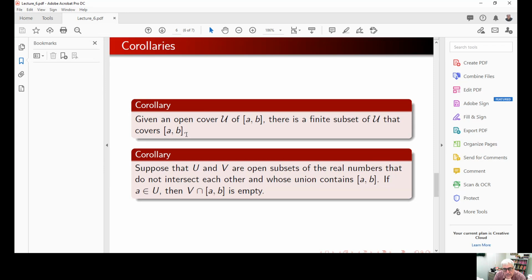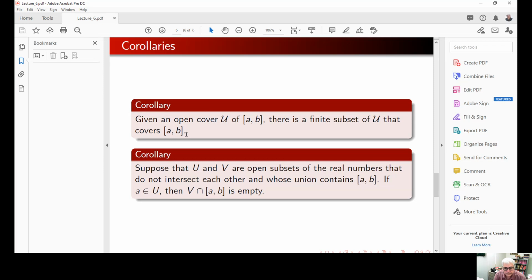This next one is going to strike you as a little strange. Suppose that U and V are open sets of the real numbers that don't intersect each other, and their union contains AB. It says then, if A is an element of U, then V intersect AB is empty. How do we prove that? Well, we do the same thing, because U and V is basically an open cover. We'll have to be able to chop up this interval into pieces that are each covered by U or V.